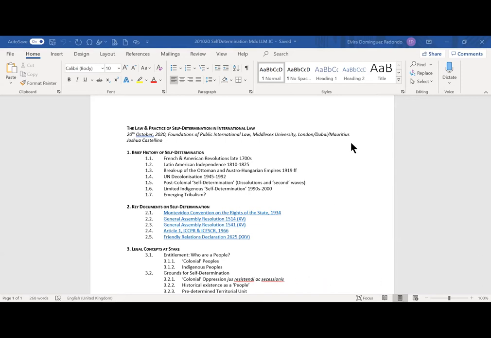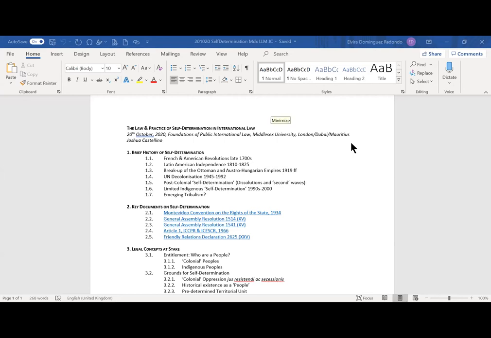So let's start then with the brief history. And you can see I've put down seven, what I think of as waves of self-determination. The idea, and you can go further back than these seven. I start at the French and American Revolution in the late 1700s, mainly because that's where the Enlightenment era and Western public international law defines that as a starting point.